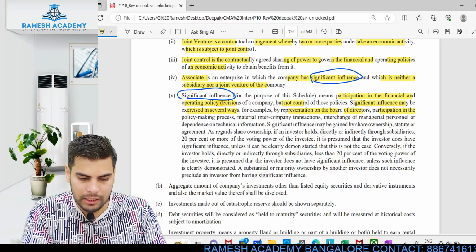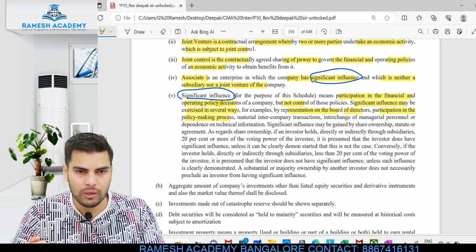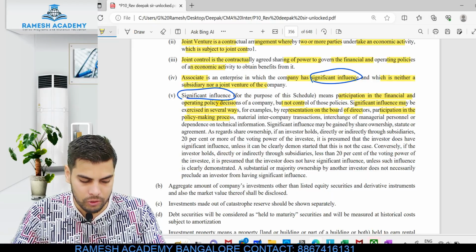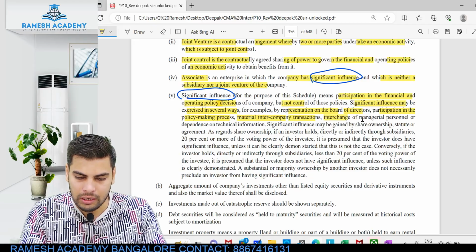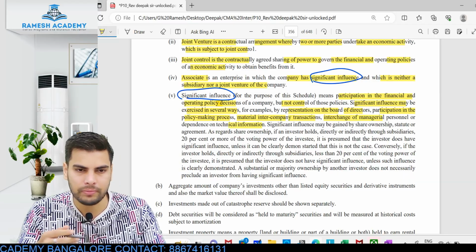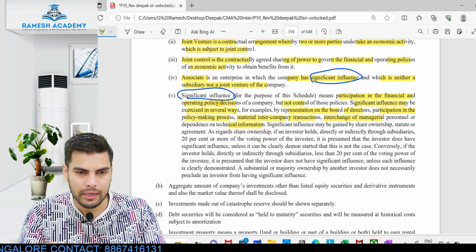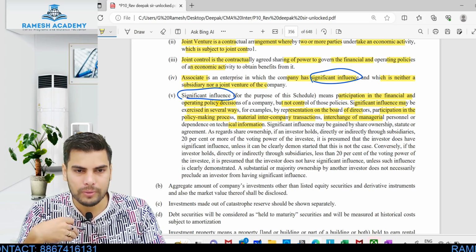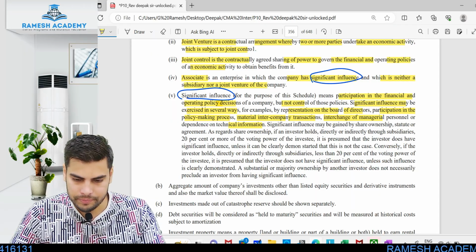Okay. So participation in the policy making process, any process with respect to making a new policy, I'll be involved. Okay, so without my decision, the company will not be able to frame any new policy. Okay, so material intercompany transaction, interchange of managerial personnel, or dependents or technical information. So interchange of managerial personnel. So few people from my company I'll be appointing in the other company, or I can take the human resource from that other company for the purpose of my company's work. Okay, this is what is called as interchange of human resource.